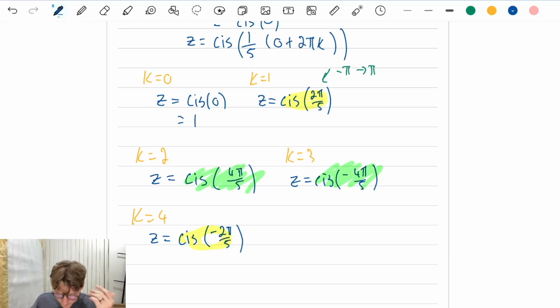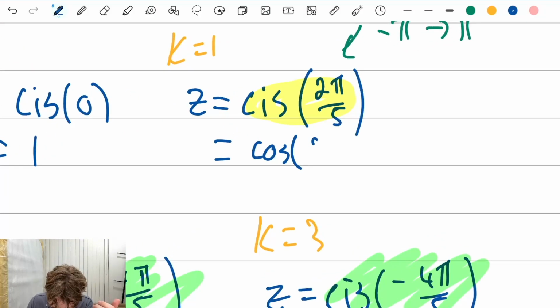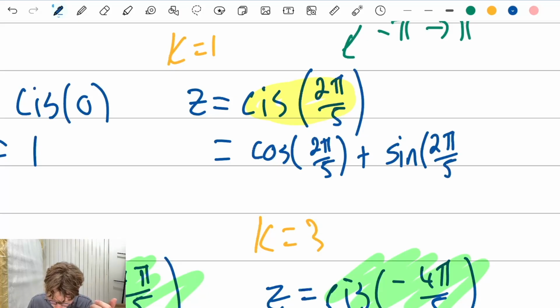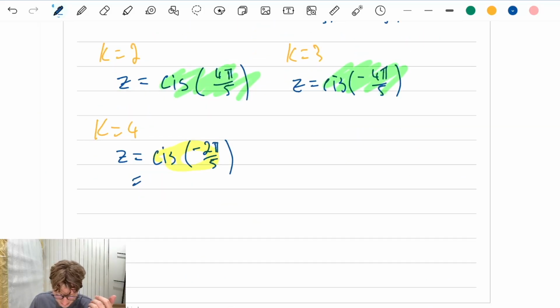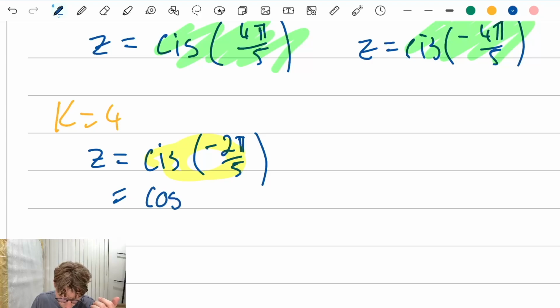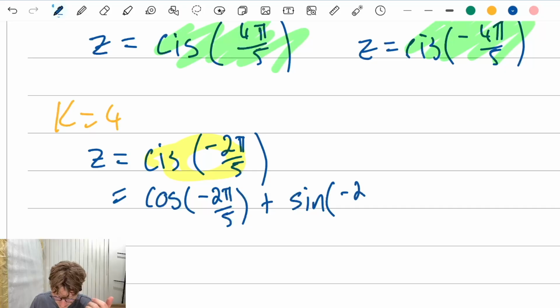So once I do that, I basically identified, and I guess this is where I may as well take each of these out into my real and imaginary parts. It's going to make it a little bit easier when I expand. So if I take cis 2 pi on 5 out into real and imaginary parts, I get cosine of 2 pi on 5 plus sine of 2 pi on 5 i. And I can do the same thing down here. I'm going to wind up with cosine of negative 2 pi on 5 plus sine of negative 2 pi on 5 i.